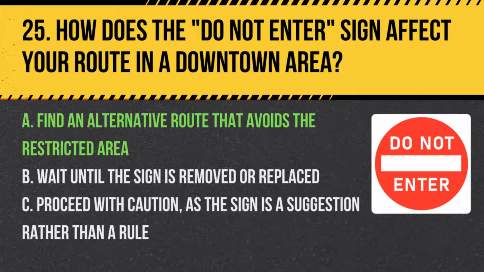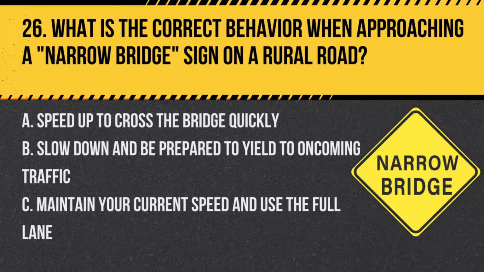Answer: A. Find an alternative route that avoids the restricted area. A Do Not Enter sign indicates a street or area you cannot legally or safely enter, requiring you to find another way. Question 26. What is the correct behavior when approaching a narrow bridge sign on a rural road?